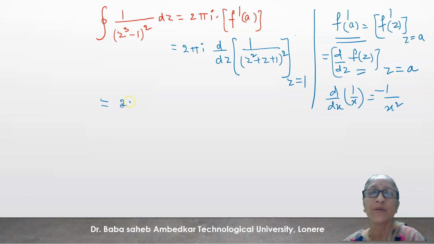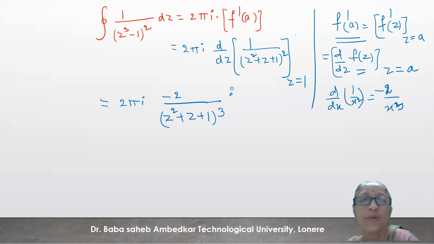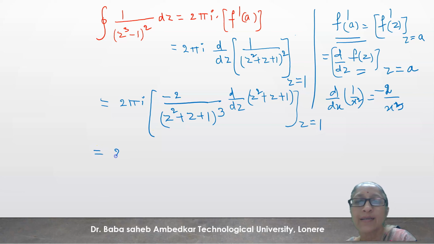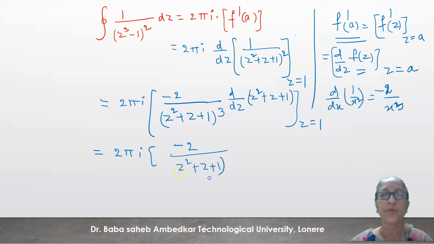Now this is equal to 2 pi i into derivative of this. Here we have to use the d by dx of 1 by x square formula, that is minus 2 by x cube. So here minus 2 by (z square plus z plus 1) whole cube into d by dz of (z square plus z plus 1) at z equal to 1. So let us see this, 2 pi i into minus 2 by (z square plus z plus 1) whole cube into derivative of z square plus z plus 1, which is 2z plus 1, at z equal to 1.